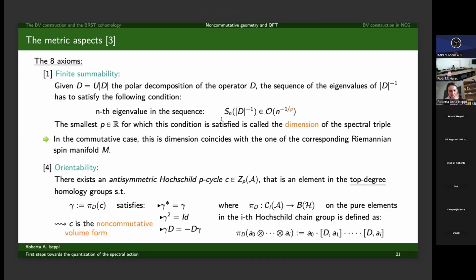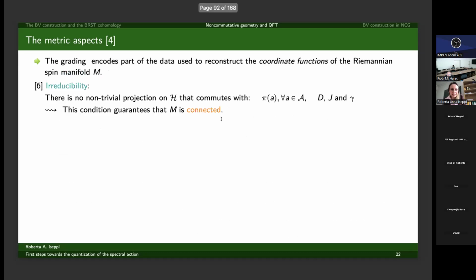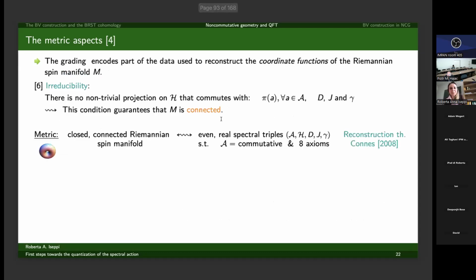There is the orientability, which has to do with a Hochschild cycle, and it gives a kind of non-commutative volume form. And I was also giving you a bit of the feeling of what the sixth is. It's about a way of guaranteeing that your manifold is connected. So somehow the idea is this: you have this reconstruction theorem between a closed connected Riemannian spin manifold on one side and a very rich object, a real spectral triple, where the algebra is commutative, and there are all these eight axioms.